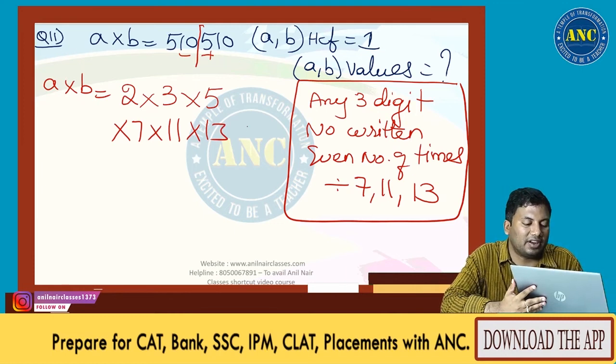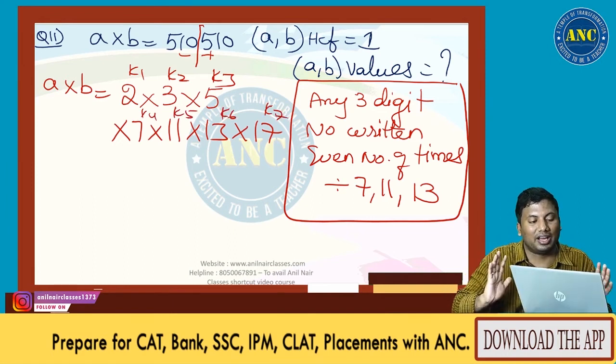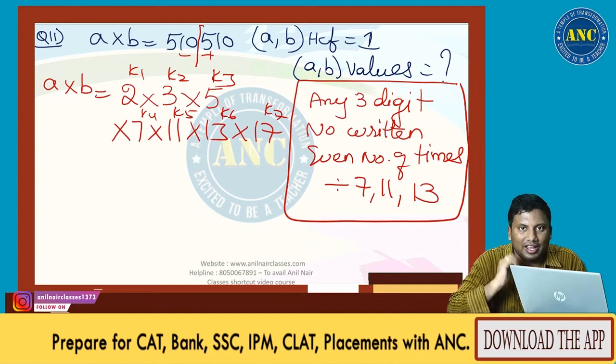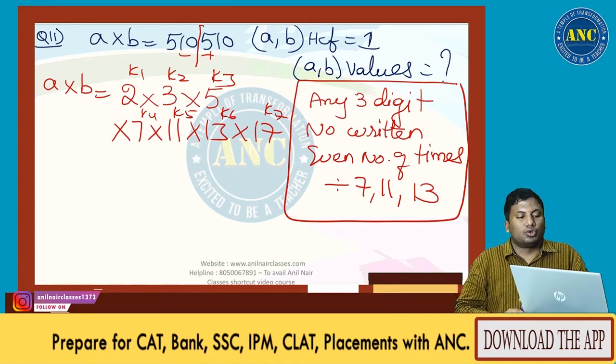17 times 5, 10. So into 17, it could be some K1, K2, K3, K4, K5, K7. I hope it is clear. Ending with 0, it has to be a 2. Ending with 0, it has to be 5. 0 means it is an even number or divisible by 5.